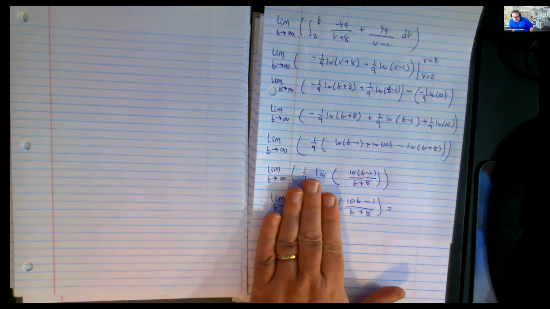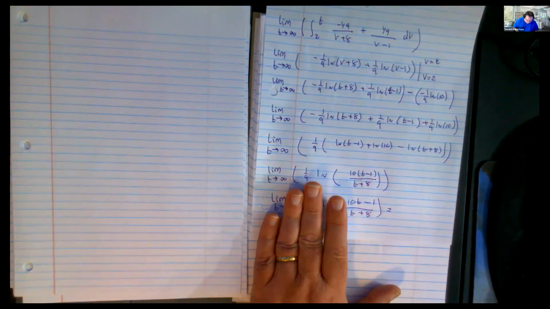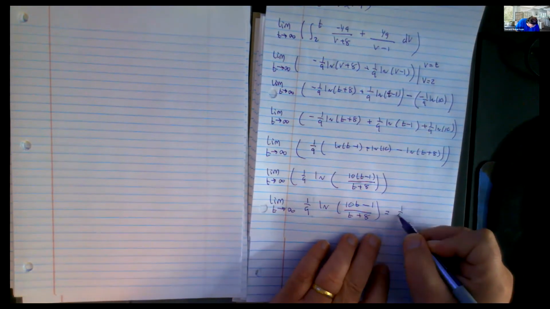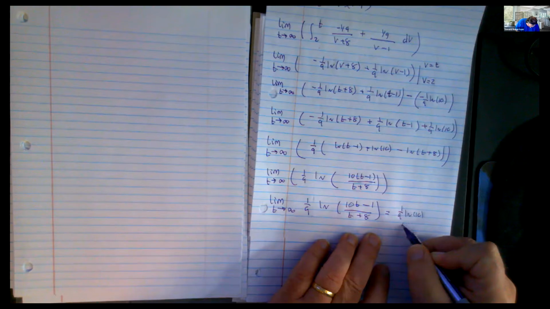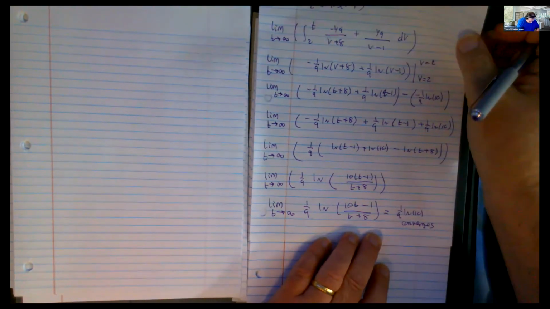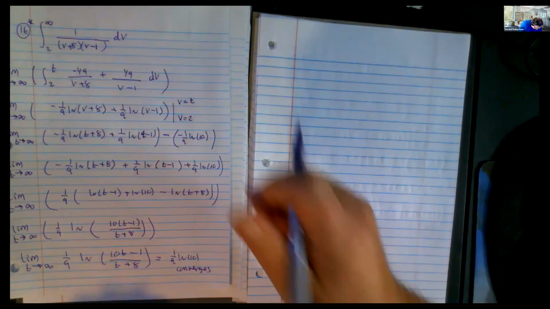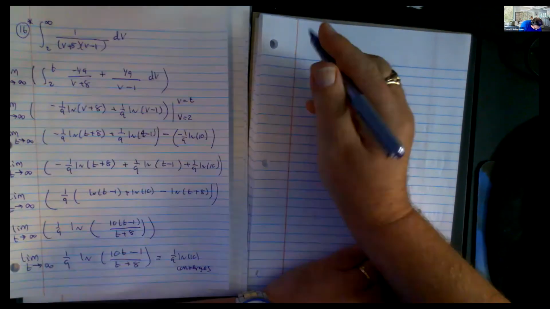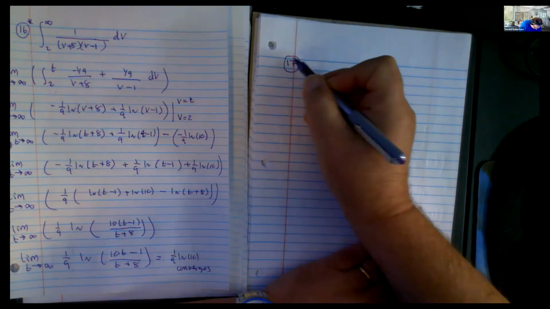If I say to you, what's the limit as t tends to infinity of that fraction, what do you get? Would it be 10? Yeah. Couldn't you just use L'Hopital and get 10 on the top, 1 on the bottom? Couldn't you divide them by t and do it that way? Anyway, you're going to get 10. So it's 1/9 the natural log of 10. So this one converges, and that's what it converges to. That was an example of us using partial fractions.